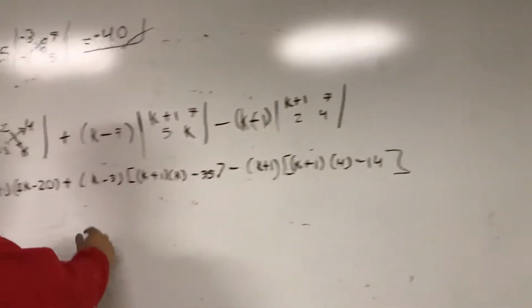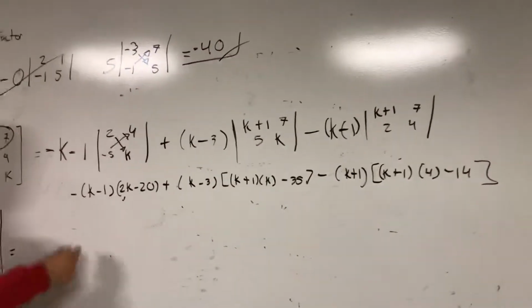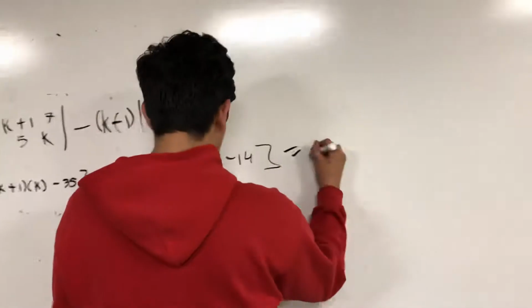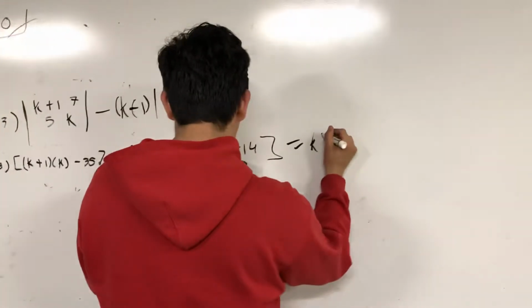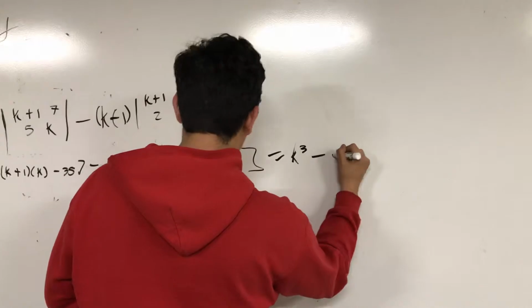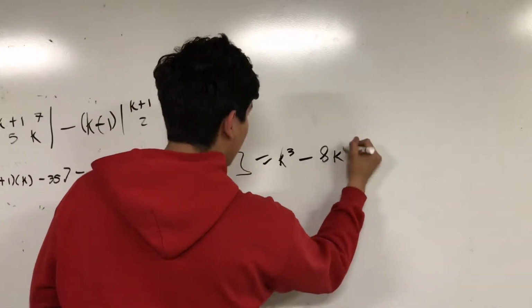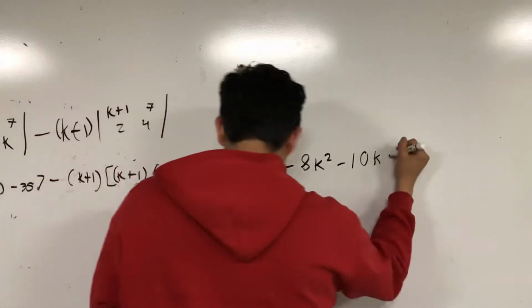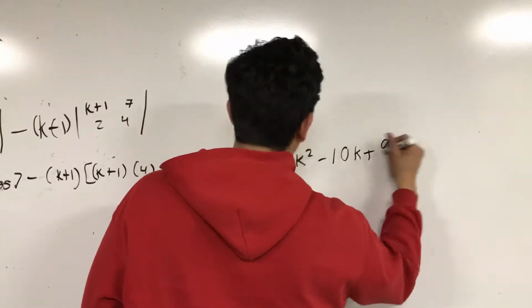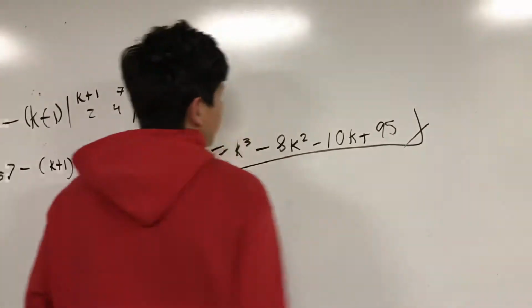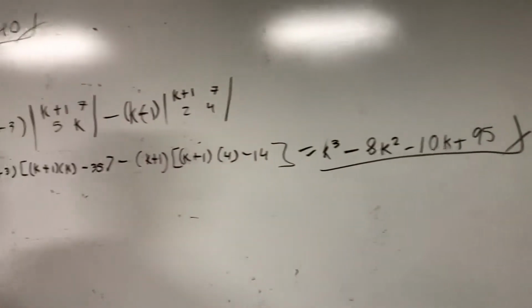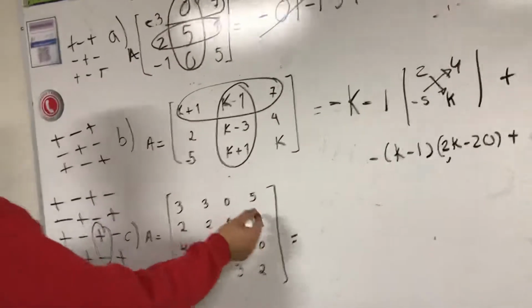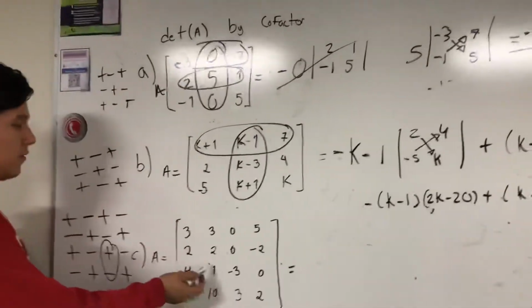This, we have this in our equation, so we just have to simplify this by saying that it is k cubed minus 8k squared minus 10k plus 95. So this is the simplification of all these equations. So in our final step, we see that it's a 4 times 4 matrix.